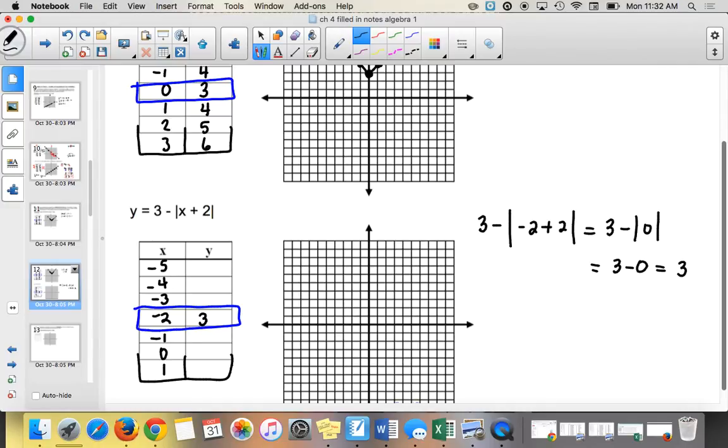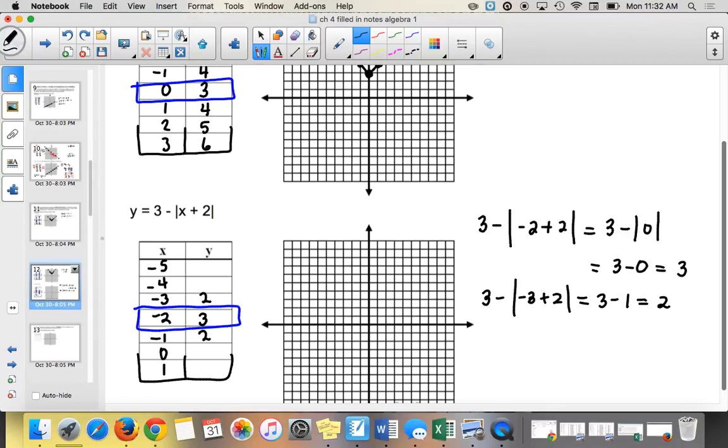All right, so how about when I plug in a negative 3? So off to the side, 3 minus absolute value of negative 3 plus 2. What is negative 3 plus 2? Negative 1, but then in absolute values you're saying it's 1? Yes. 3 minus 1 is 2. So that should be the same as if I plugged in negative 1. So as long as you're putting that in the middle, you'll get 2 points every time you do that.